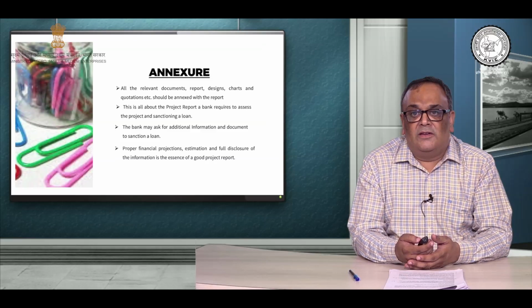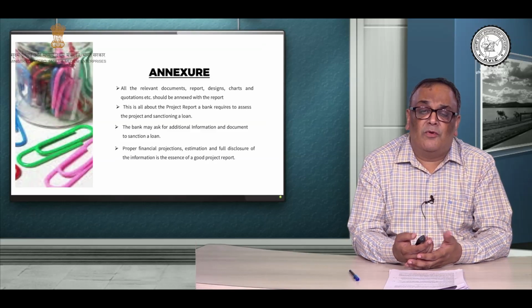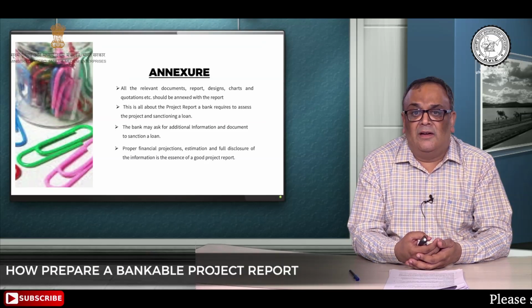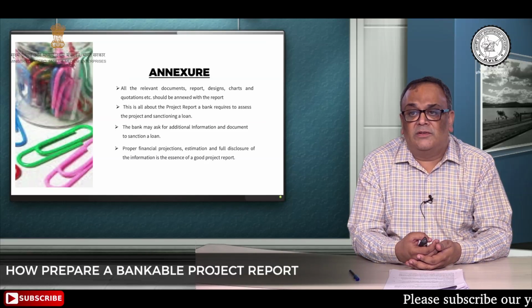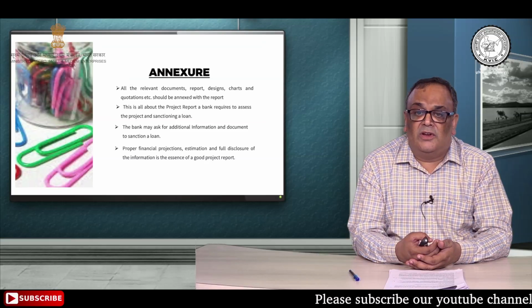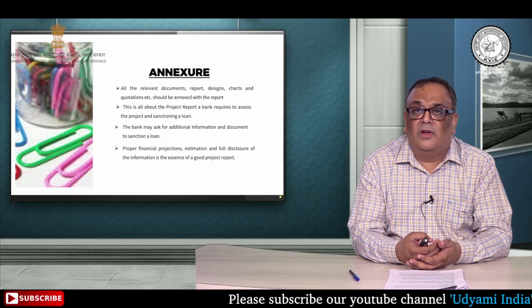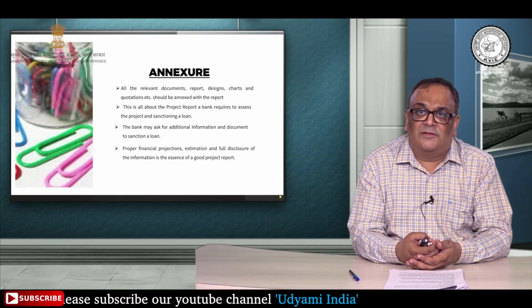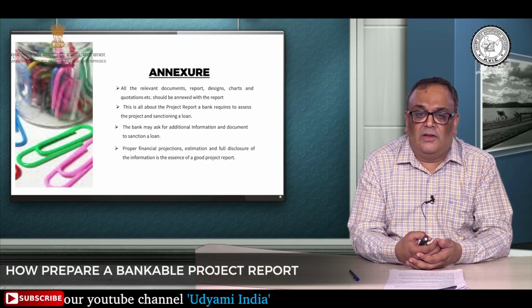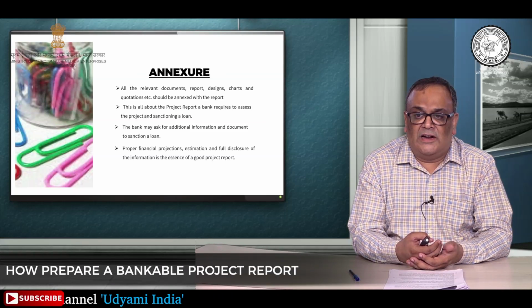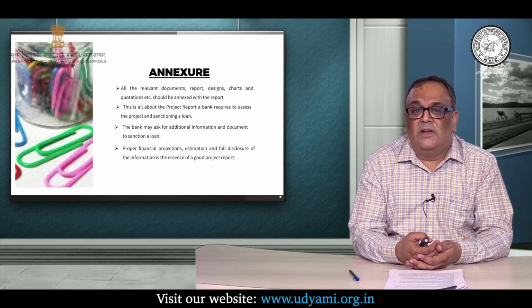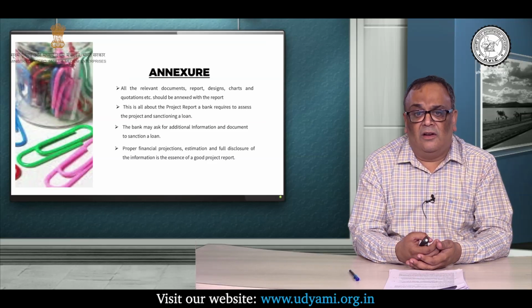A self-explanatory document should be there in the business plan. There can be many annexures to support your proposal and your claims, like all the relevant documents, reports, designs, charts, and quotations, etc. These should be annexed with the report, which help support your future expectations or your plans. These documents should be attached to the business plan as supporting material. And this is all about the project report a bank requires to assess the project and sanction a loan.